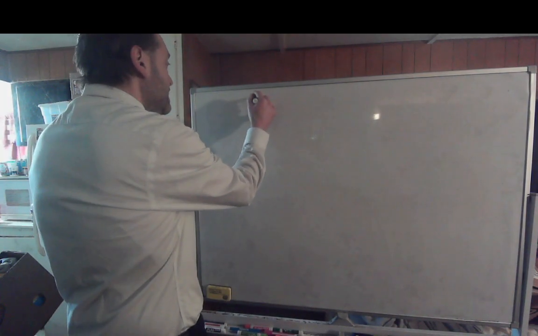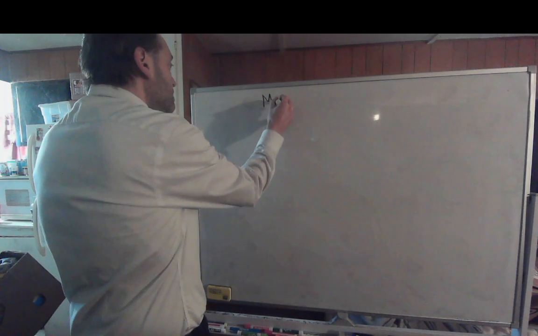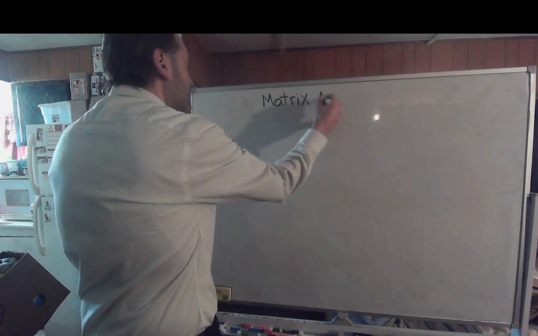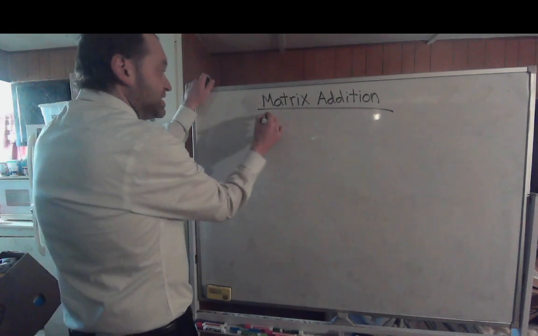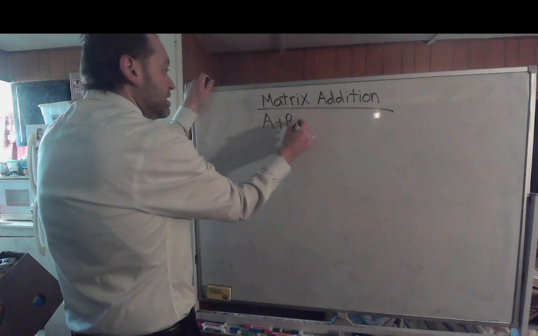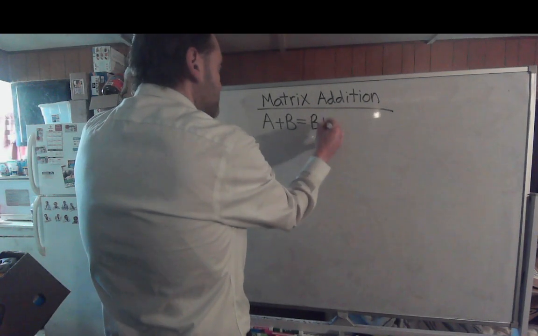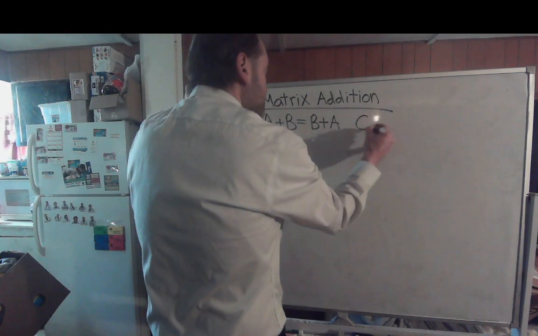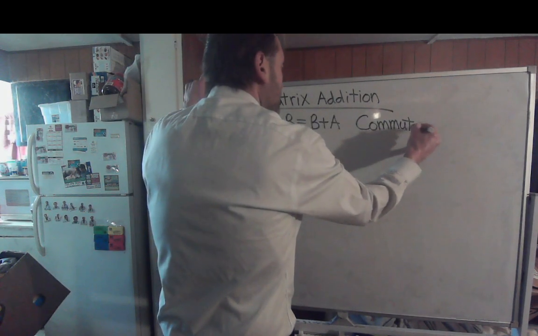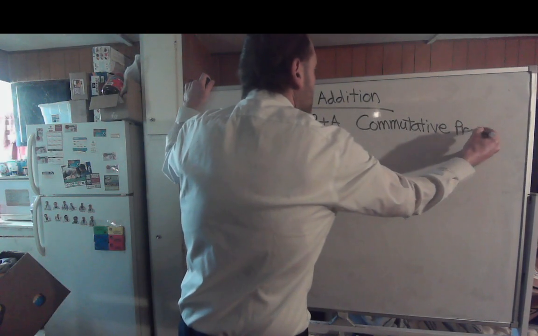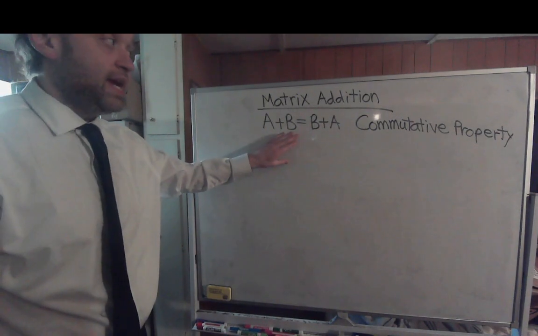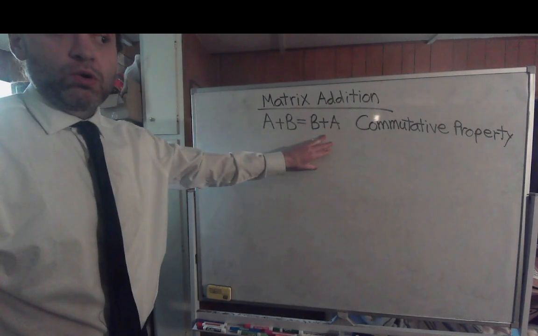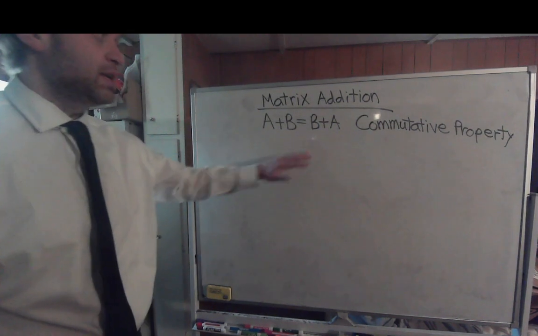So, matrix addition. In general, when we talk about matrix addition, let's say you have matrix A plus matrix B. Well, you can also take matrix B plus matrix A. In that regard, matrix addition is commutative. This is borrowing the idea that both of these matrices are able to be added. If they're able to be added, it does not matter what order you add them in. So matrix addition itself is commutative.